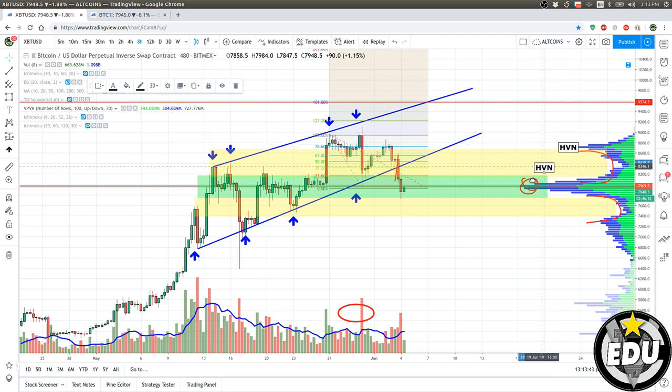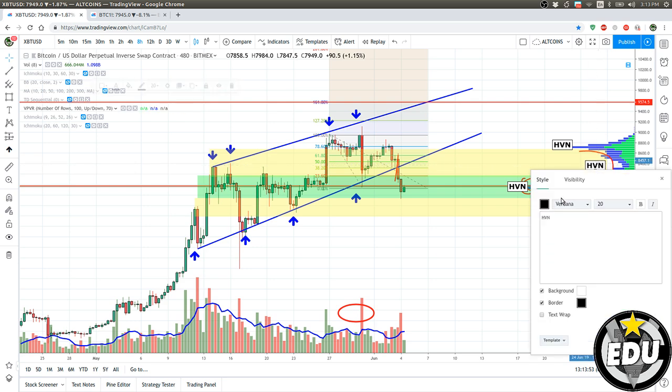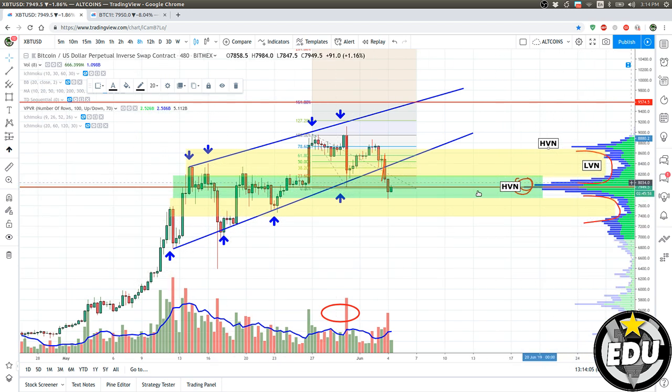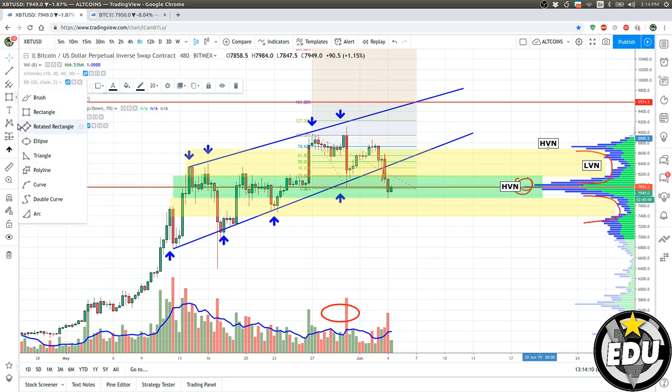So when I do my live stream on Bitcoin, they are never just straight predictions. I try to explain as I go a few things that I come up with and use all the time. High volume node, low volume node, high volume node, and then you have the highest volume node, which is this red line that is actually the POC.